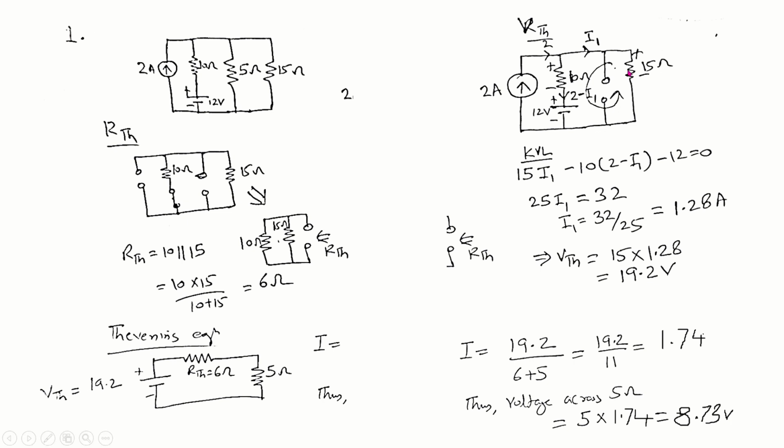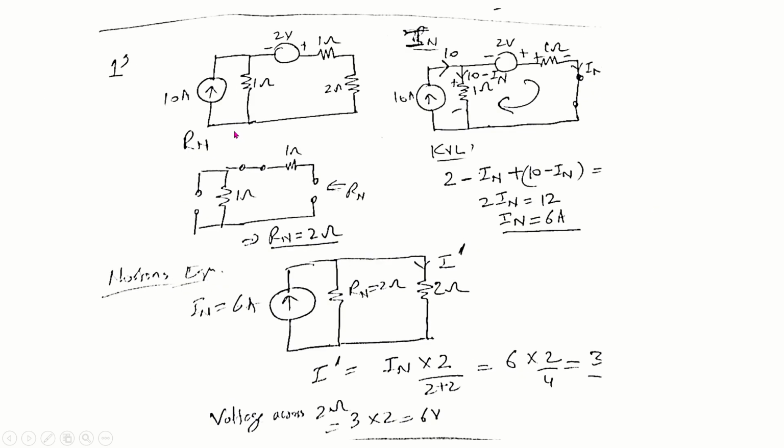Now the Thevenin's equivalent circuit is shown on the bottom left side, where we have the voltage source connected in series with RTH, and we reconnect the 5 ohm resistance, which was the resistance under consideration. From this Thevenin's equivalent voltage we obtain the current as I equal to 19.2 divided by the total resistance 6 plus 5, which gives us 1.74 amperes, and thus the voltage that appears across the 5 ohm resistor would be the current multiplied by 5, which gives us 8.73 volts.